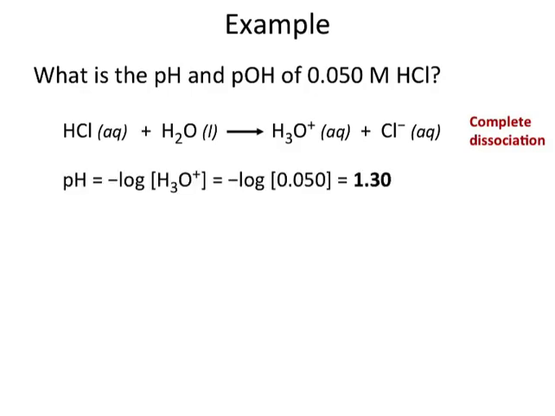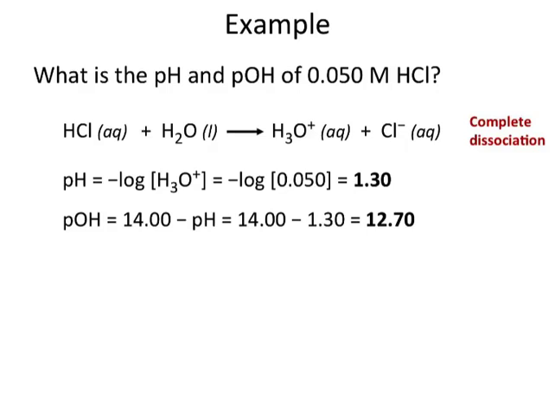Okay, so when we want to find the pH, we take the negative log of the H3O concentration. And well, the concentration of HCl is 1-to-1 stoichiometrically with H3O plus. So we can say we have 0.050 molar H3O plus. Then we take the negative log of that, and we get a pH of 1.3. That's pretty acidic, but definitely something you can make in the lab.